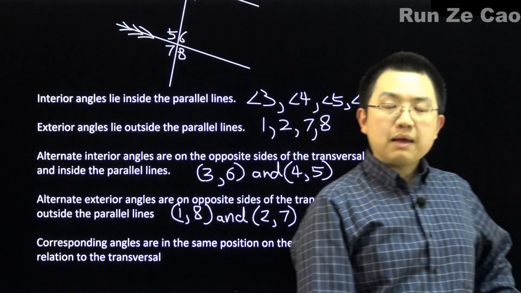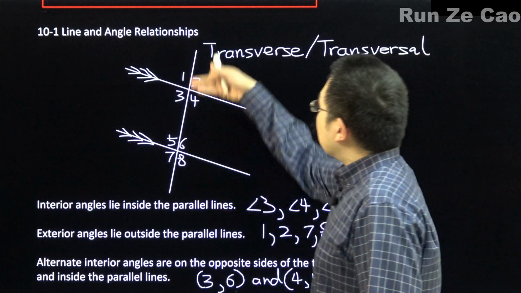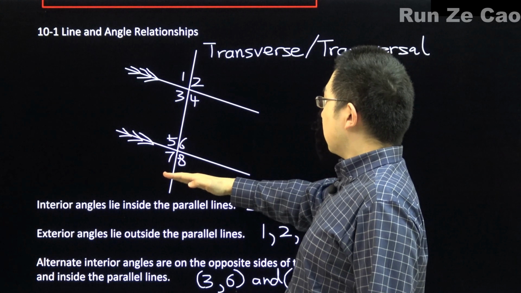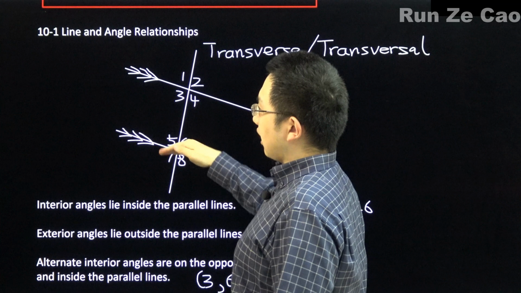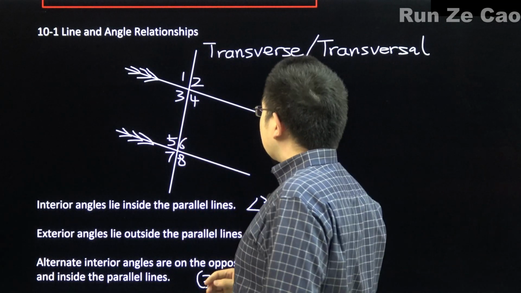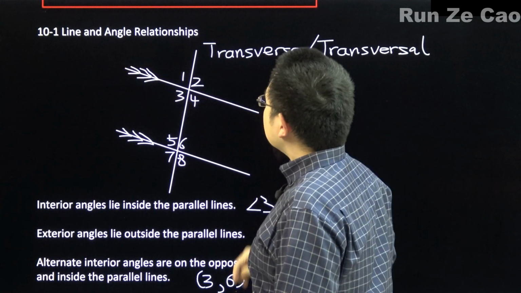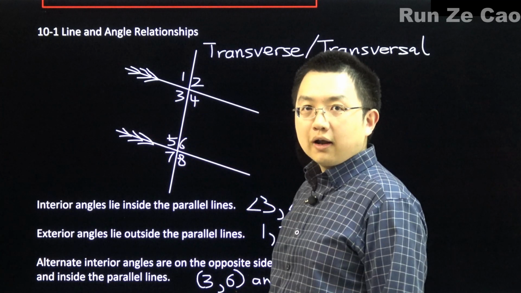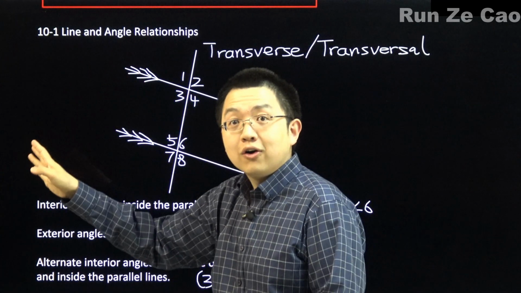Corresponding angles are in the same position on the parallel lines in relation to the transversal. So 1 corresponds to 5. Because this line is parallel, they're in exactly the same directions. That means compared to this line, they form the exact same angle. Like say, I'm going along a road, and I turn however many degrees to go along this road. Or I can turn the same amount of degrees to go along this exactly parallel road. These two go in the same direction forever because they're parallel.